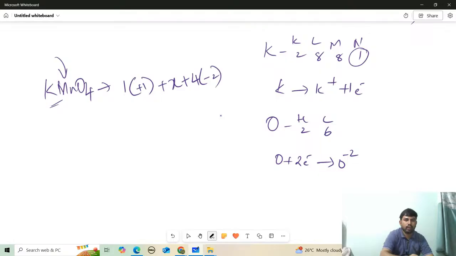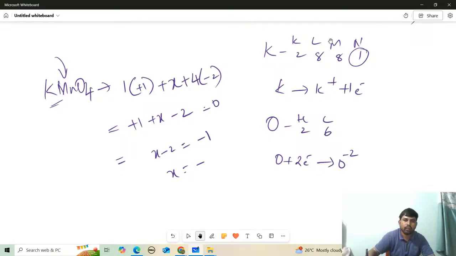So it will be +1 plus x minus 2 is equal to 0, or we can say x minus 2 is equal to, sending this side, -1, x is equal to, something went wrong, right? Wait. I forgot something, I did the math wrong here. Let's see.